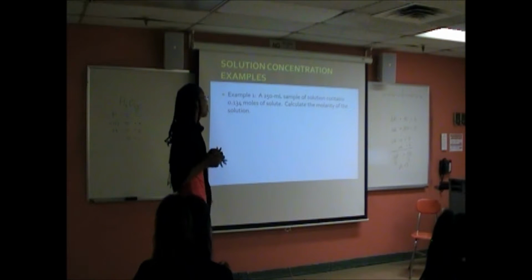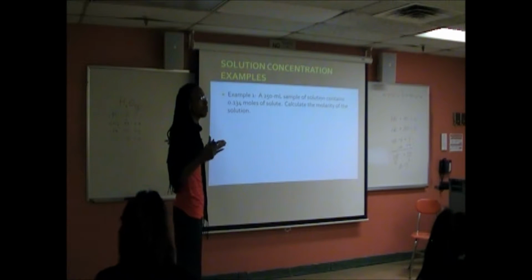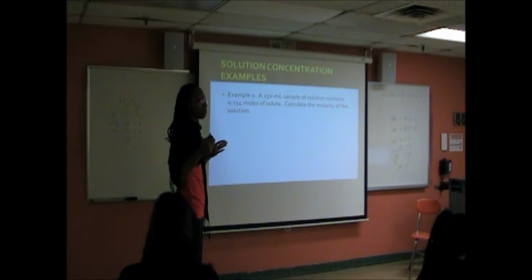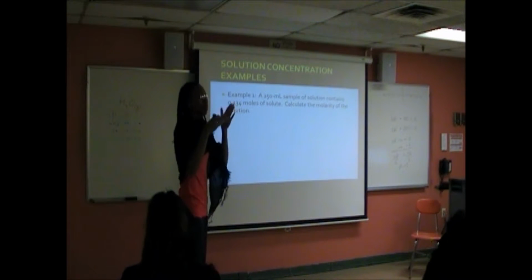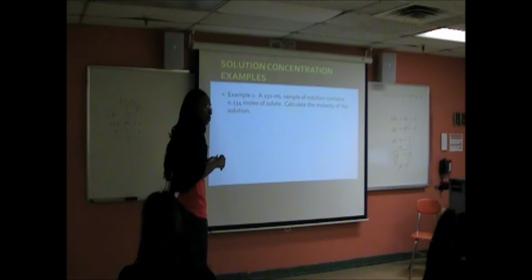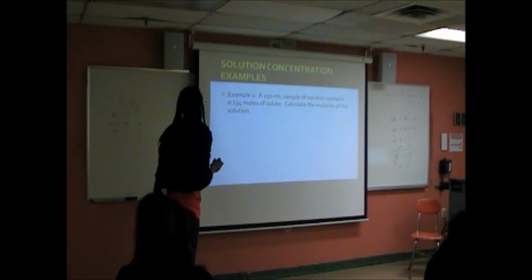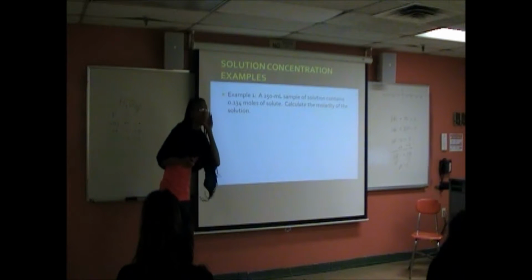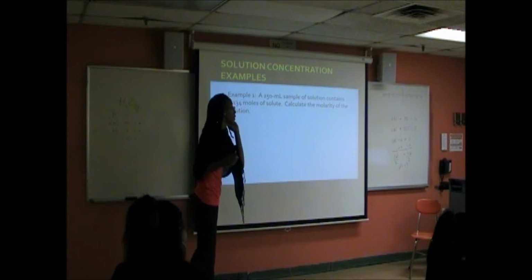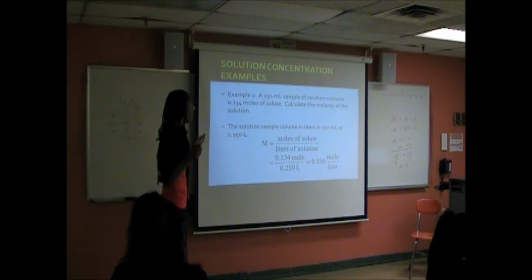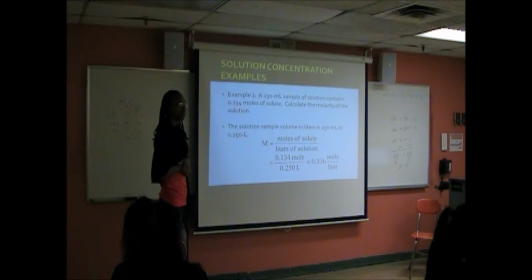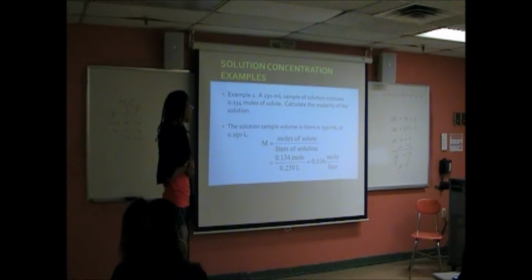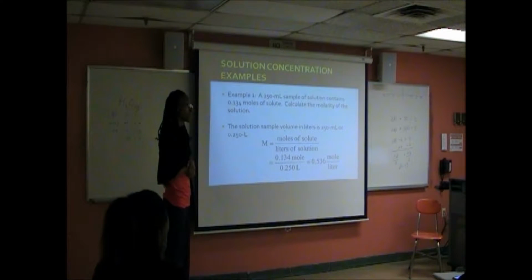So now what do we do? Moles over liter. So what is my molarity? 0.134 mole over 0.25 liter equals 0.536 mole per liter. Very good. I can just put 0.536 molarity with the big M. Big M is molarity, right?